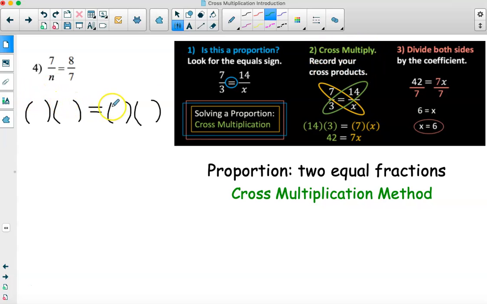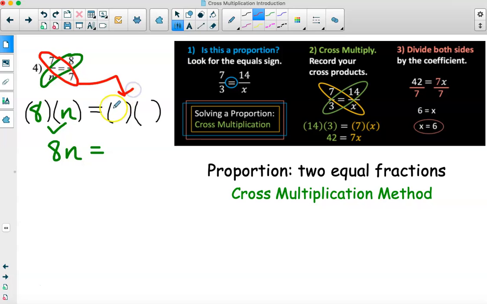I already recorded the parentheses on each side, so now we're going to go ahead and multiply the n by the 8. Now I always write the number in front because the accepted way to write this is 8n, not n8. So I just go ahead and put that number value on the left. Next, I'm going to multiply across this other direction, and I'll multiply 7 by 7. And the product of 7 times 7 is 49. So we have now completed step 2.